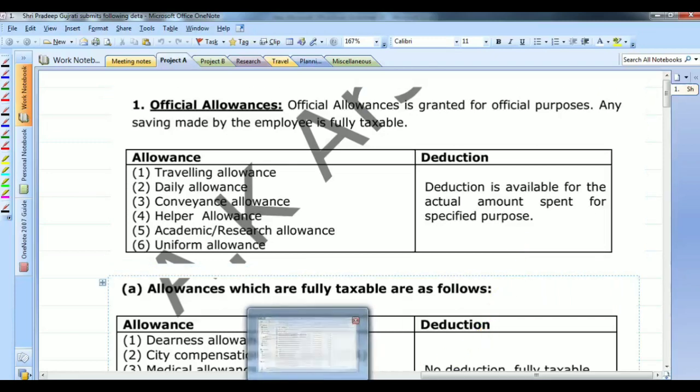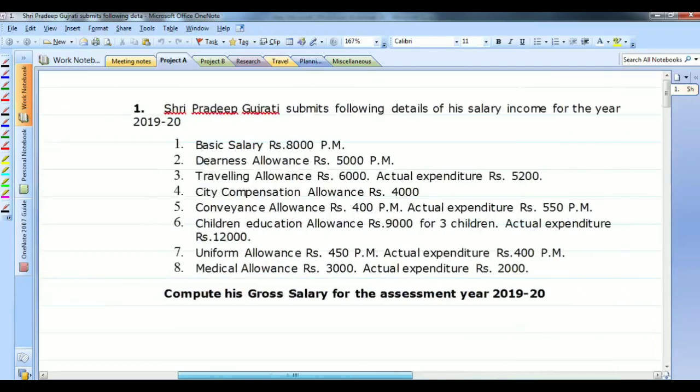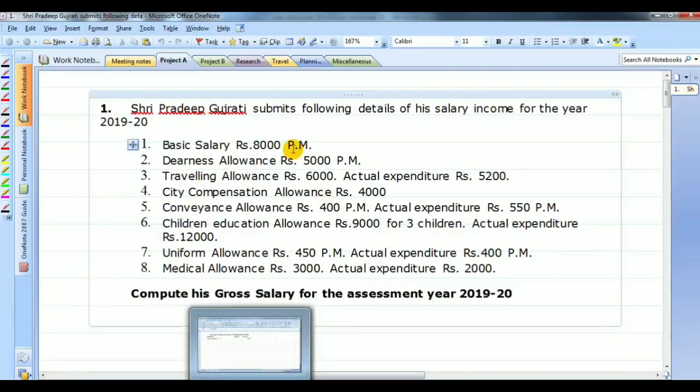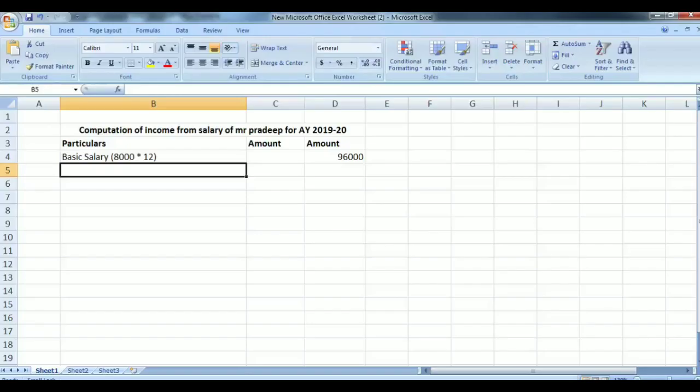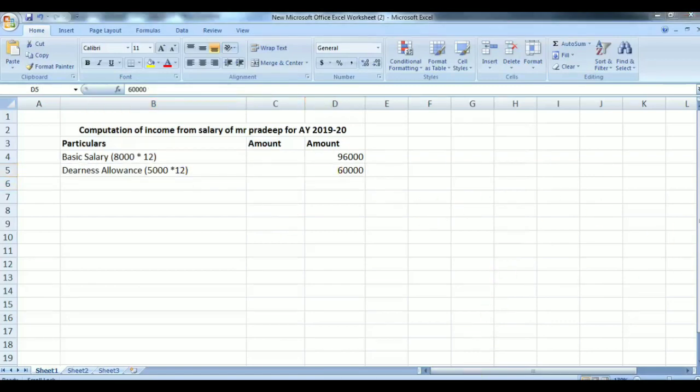Now, when we are solving the problem one by one, we will refer to this table also. First allowance is the dearness allowance of 5,000 rupees. So, in the main sum, I will write dearness allowance 5,000 multiplied by 12. We are finding out the yearly figures. 5,000 into 12 will get 60,000. Entire amount of DA I have written in the amount column.